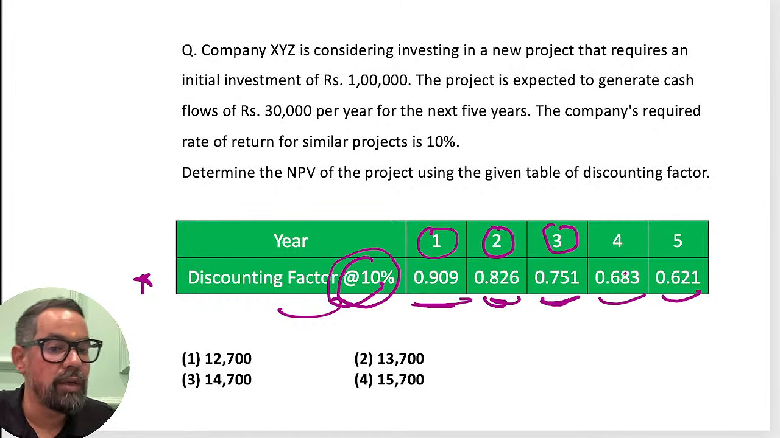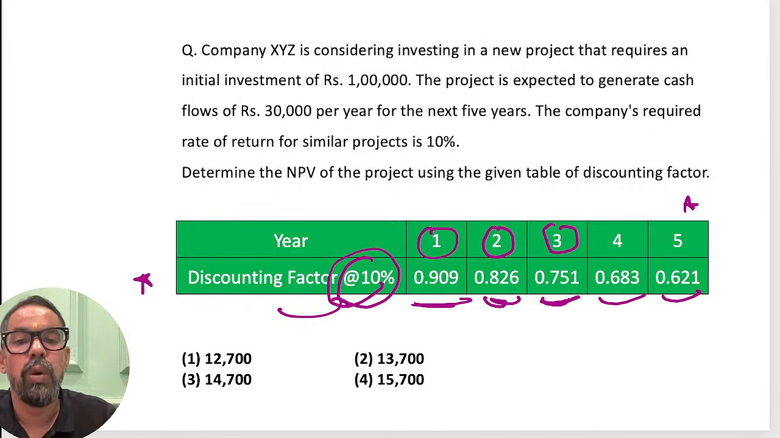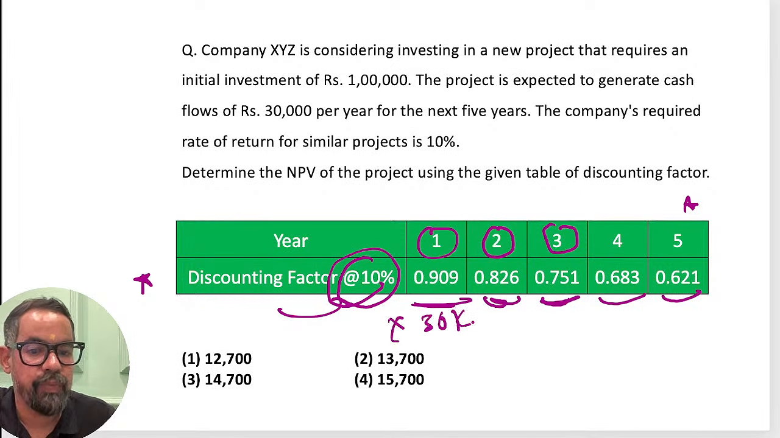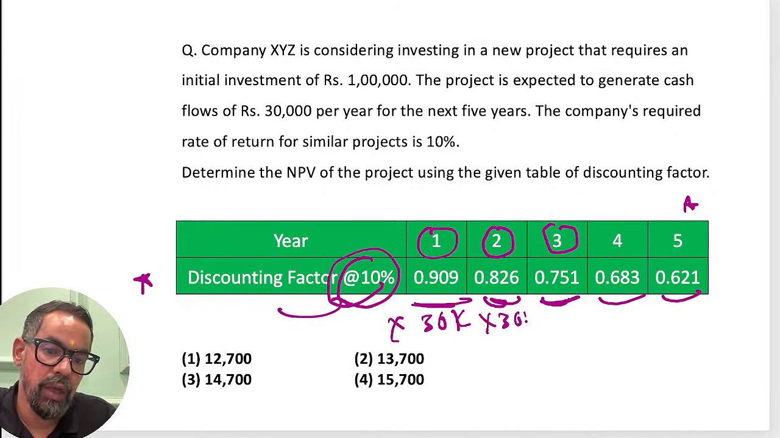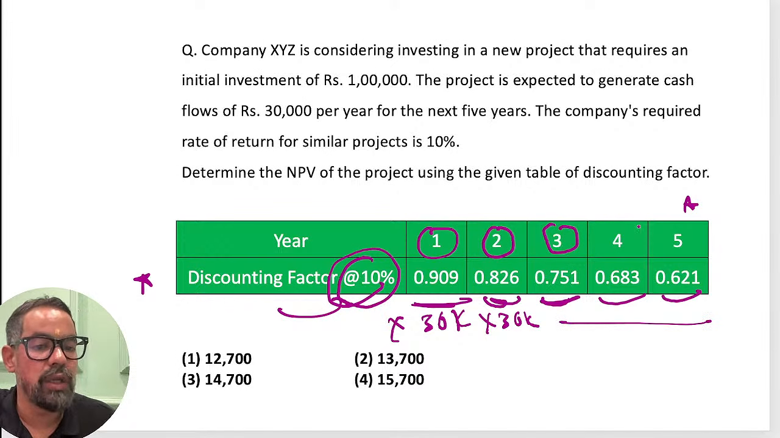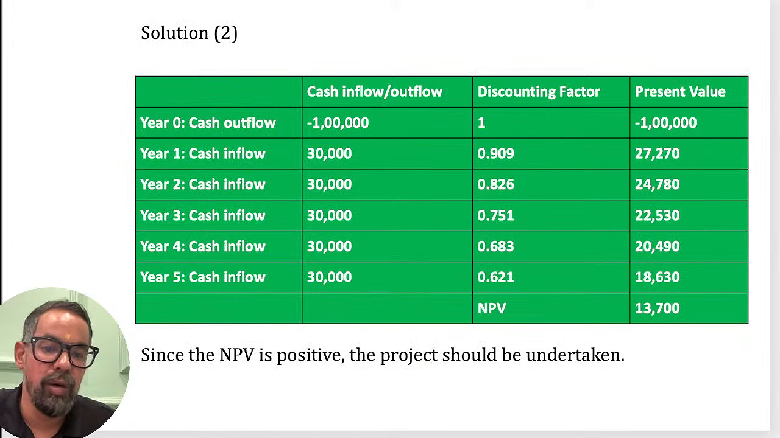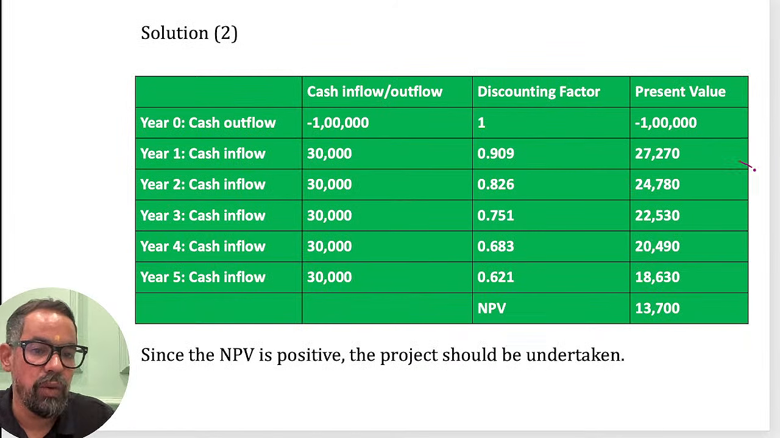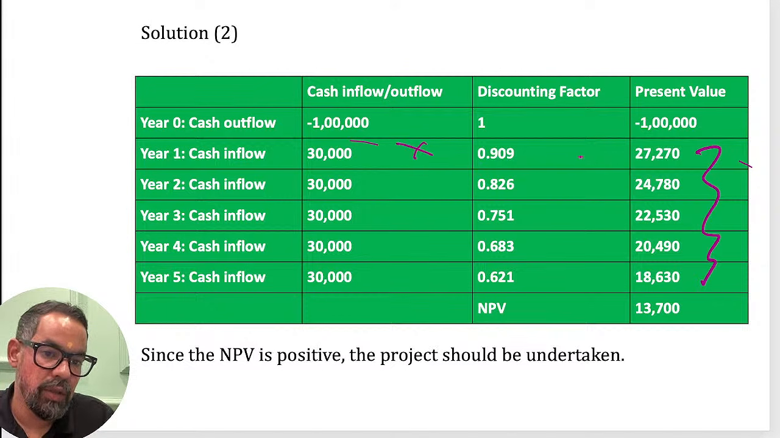So sometimes they'll do this kind of thing also. What you have to do is just multiply 30,000 by each of these factors, 30,000 into 30,000 into 30,000. Add those up. If it is positive, then again take the number minus the initial investment. So we have multiplied 30,000 by these, and this is the value.